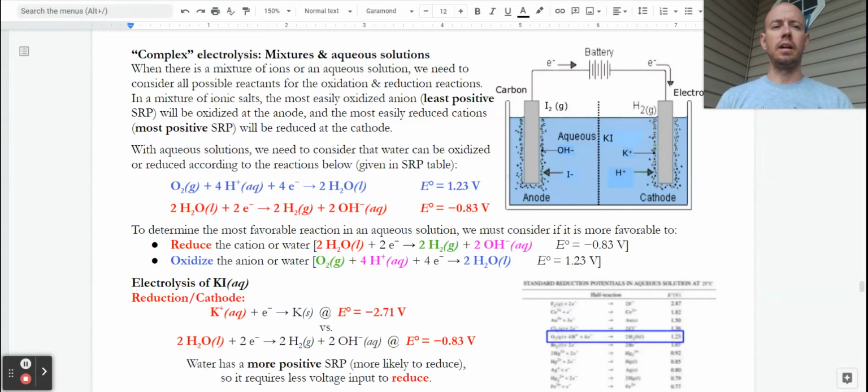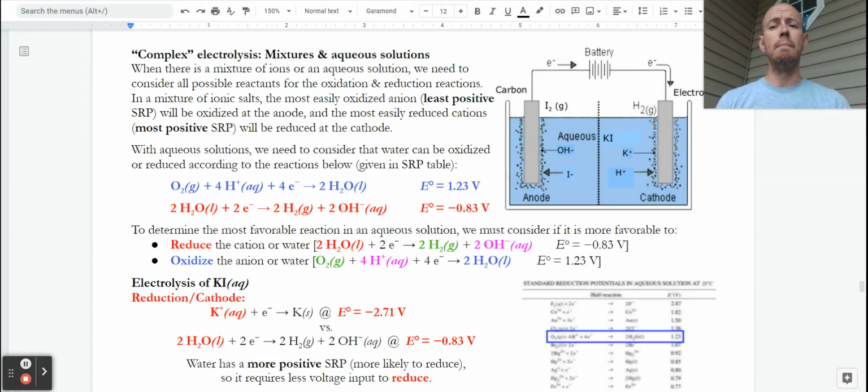In a simple electrolysis, we reduce our cation, we oxidize our anion at the anode and cathode, and we just see how much voltage is required to occur. Sometimes we have a more complex example. Occasionally, you'll have a mixture of different cations and anions, and we'll do an example of that in the problem.